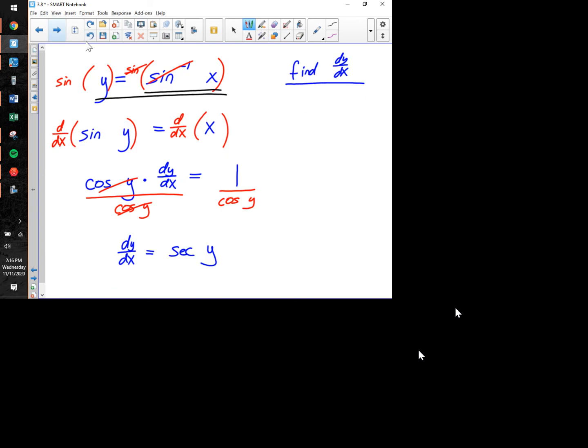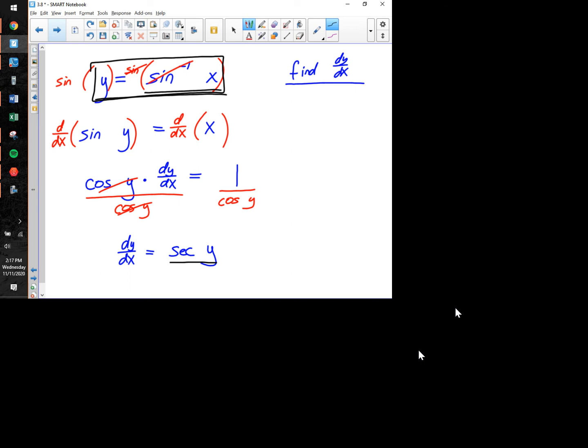And right now, this derivative that we just found, the derivative of inverse sine of x is secant of y. Well, that derivative is not written in terms of x. It's written in terms of y. So what we want to try to do is to take advantage of the original statement that we were given, y is equal to the inverse sine of x, and see if we can't figure out what that means and if there isn't another way of writing the secant of y.